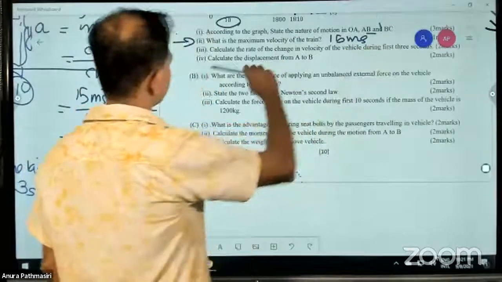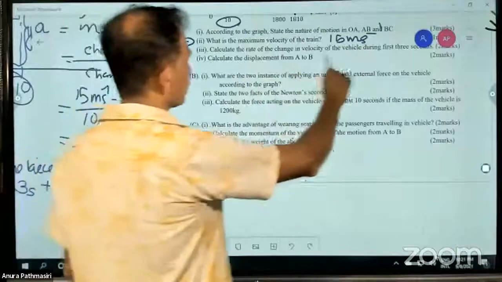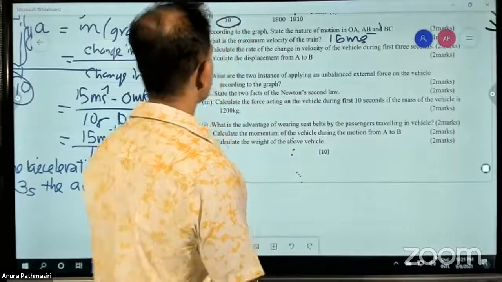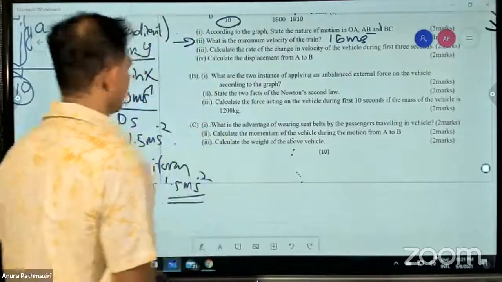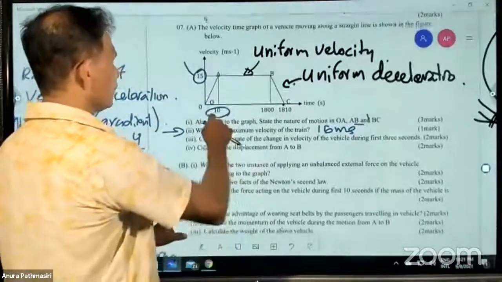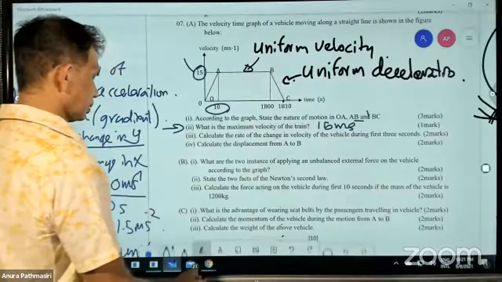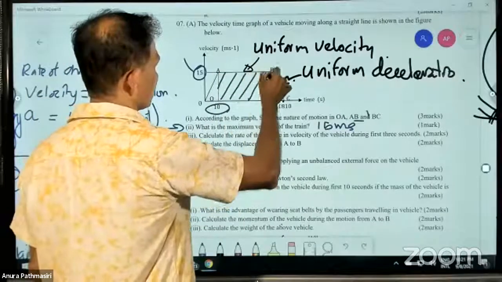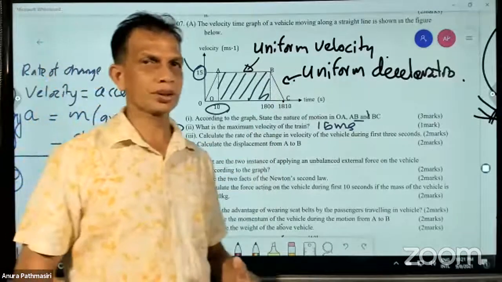What's the other one? Calculate the rate of change in velocity of the vehicle during the first 3 seconds. We found that out. Calculate the displacement from A to B. So the displacement is equal to the distance.